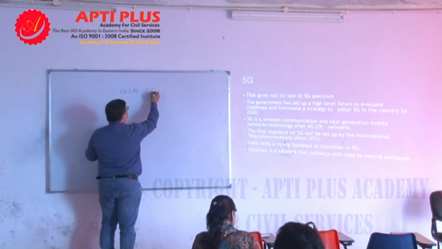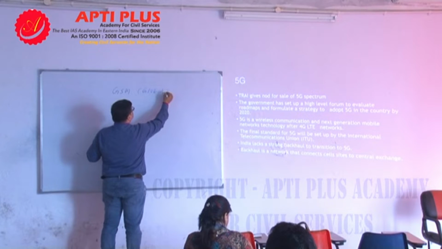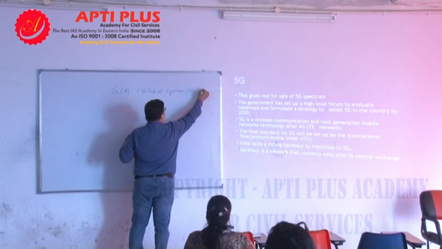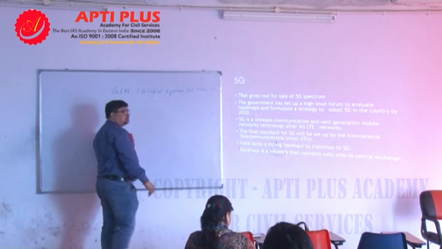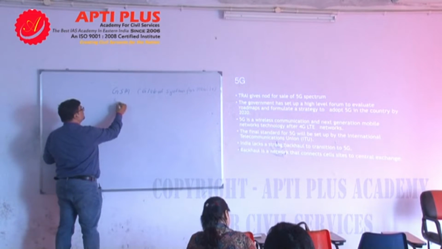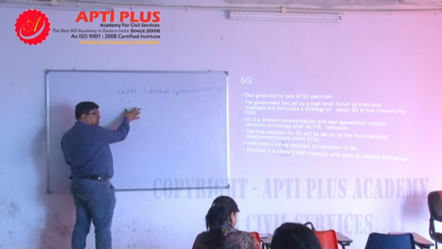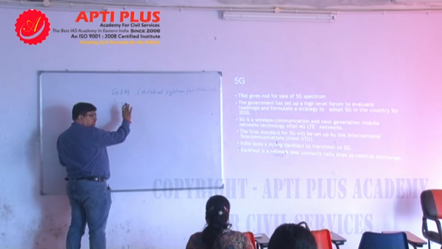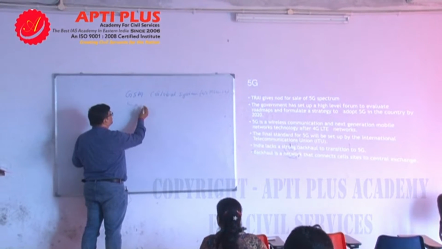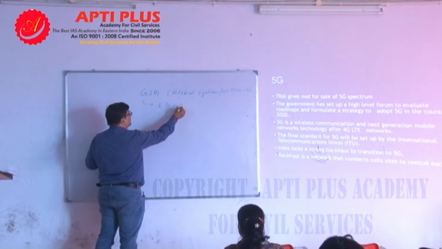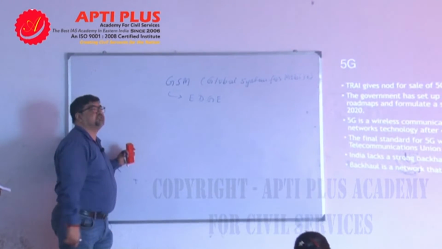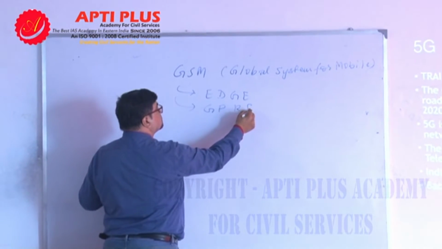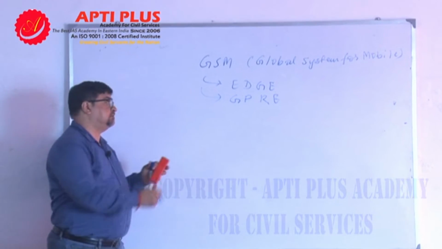GSM mobile phone, Global System for Mobile. And second comes CDMA, Code Division Multiple Access. Now here you have something called standards. For example, the GSM phone the first time, 2G, which came with this, that time you have something called EDGE, Enhanced Data for GSM Evolution. Then you come across GPRS, General Packet Radio Service.